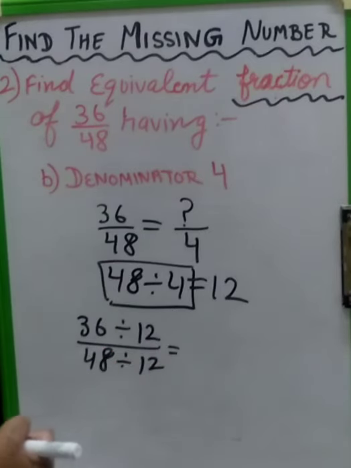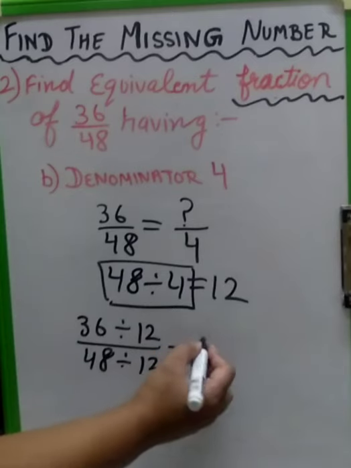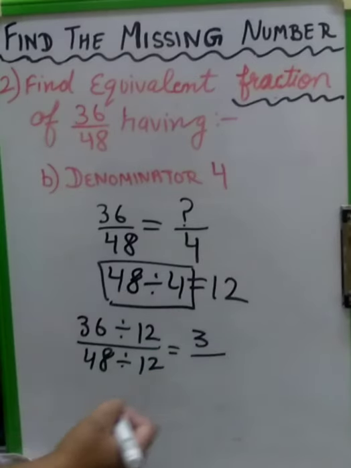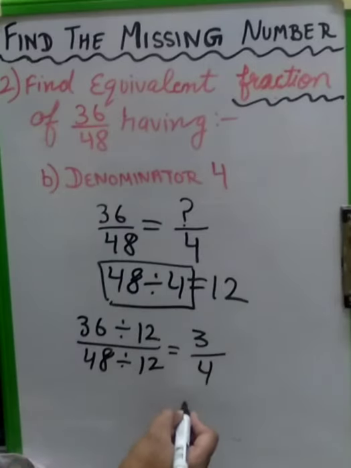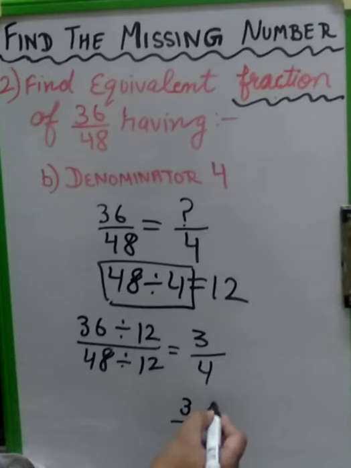So you will get 36 divided by 12, you will get 3, and of course 48 divided by 12 we will get 4. So 3 by 4 fraction is your answer here.